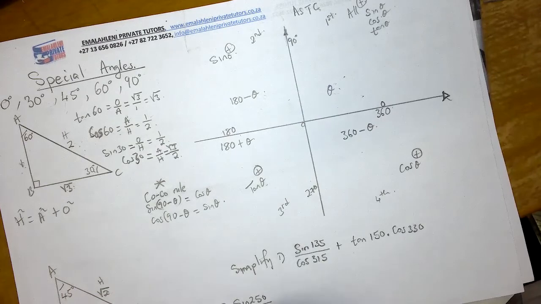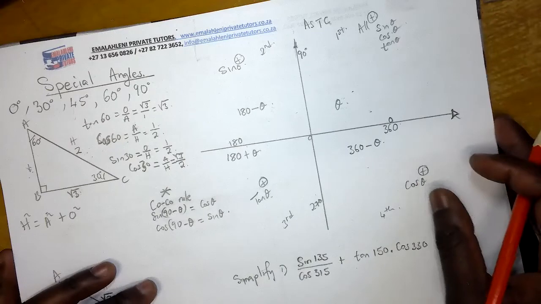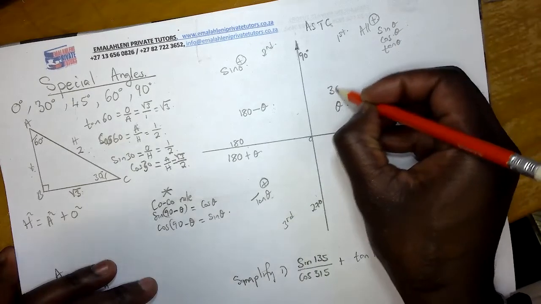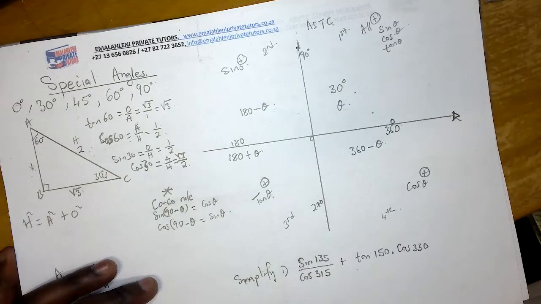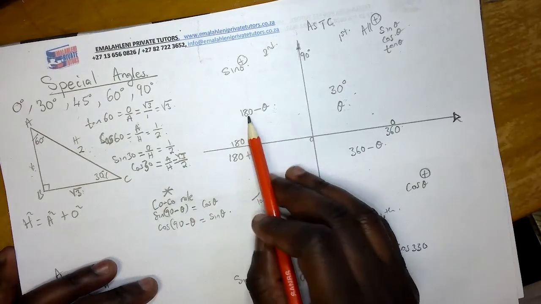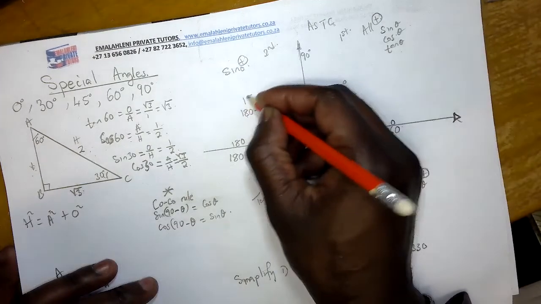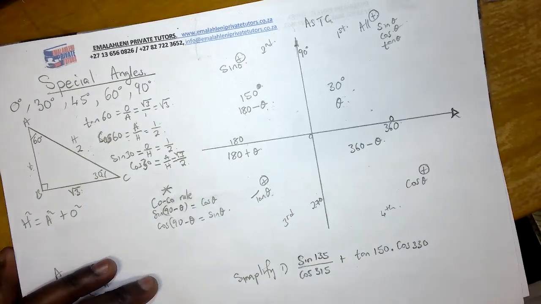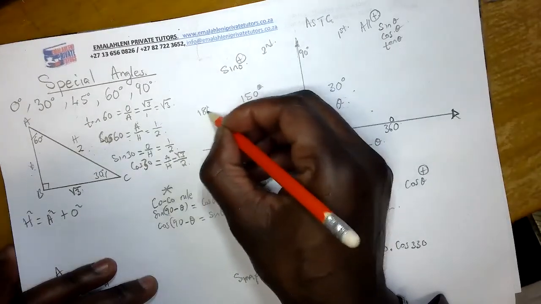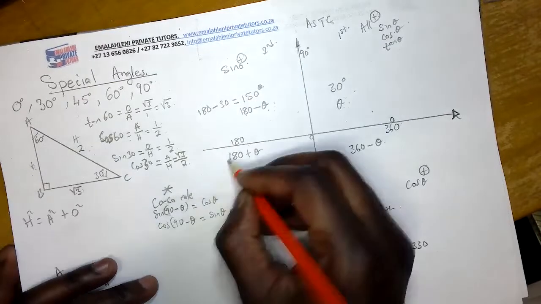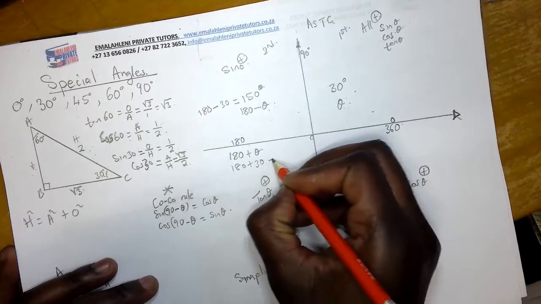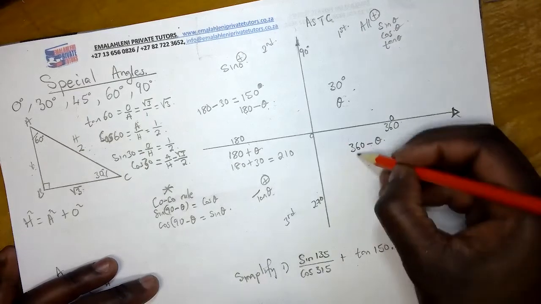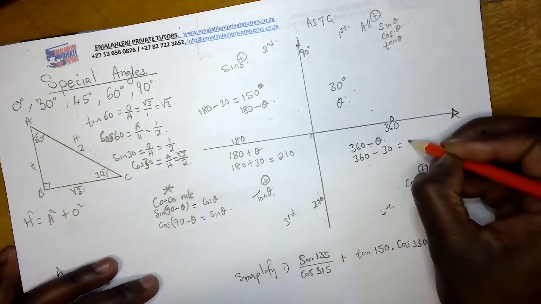Now, from this information that we have, let's check if we understand. Let's say the smaller angle that we are dealing with here is 30 degrees. If we say 30, what is the angle equivalent to 30 in the second quadrant? We say 180 minus 30, we get 150. Now, what about in the third quadrant? It's 180 plus 30, which is going to give us 210. In the fourth quadrant, we say 360 minus 30, we get 330.